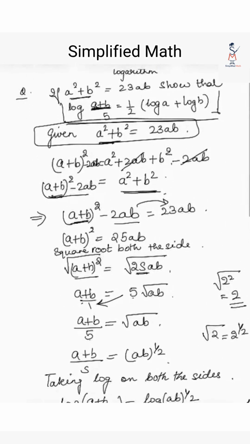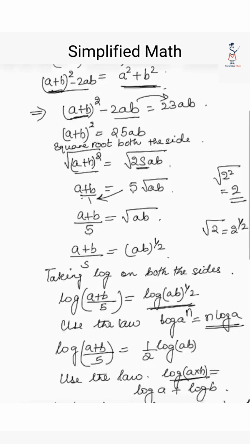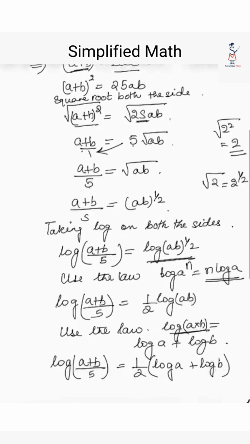So first we have to think how to make a square plus b square into a plus b. After that we have to keep an eye on what we have to prove, and accordingly keep changing our work. Fine, and we will come to the conclusion, the required proof. So this is how we prove it.